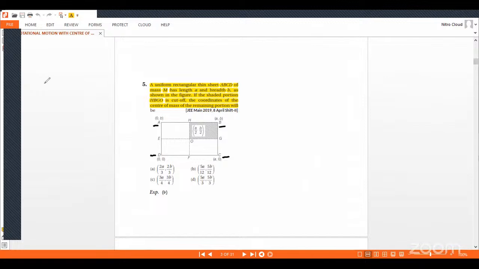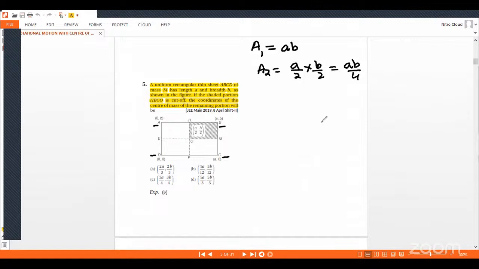Firstly, length it is A, breadth it is B. So area will be, can I write as AB? For shaded part, area will be A by 2 times B by 2. Okay. That is nothing but AB by 4.